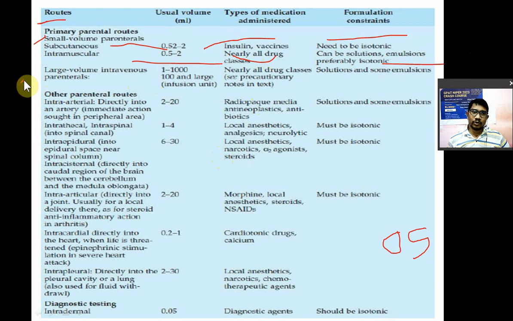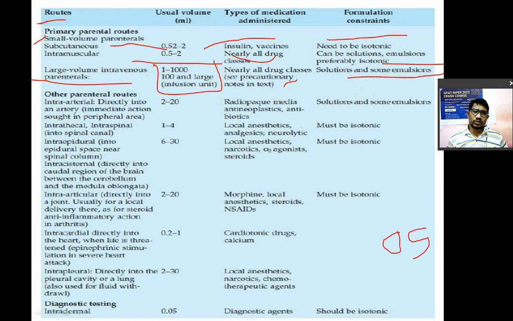Then large volume parenterals. A question has come: thousands of liters of fluids can be injected by which route? Intravenous route. So 1 to 1000 ml or 100 ml large infusion unit. Nearly all kinds of drug classes can be formulated into intravenous injection. Solutions and some emulsions can be introduced.